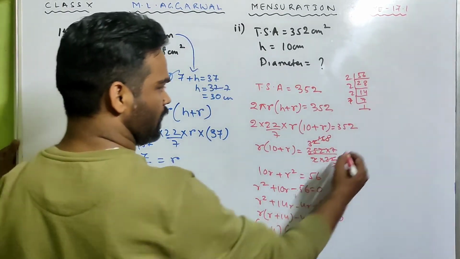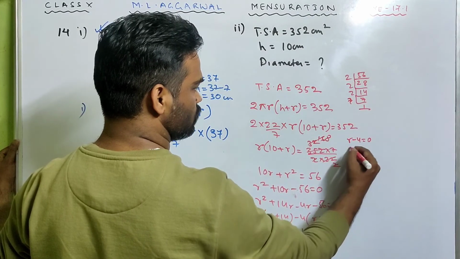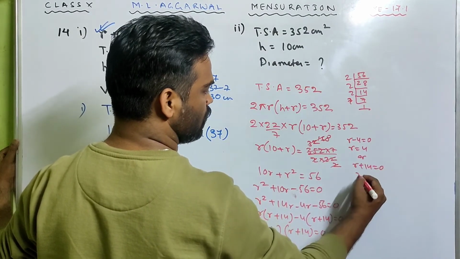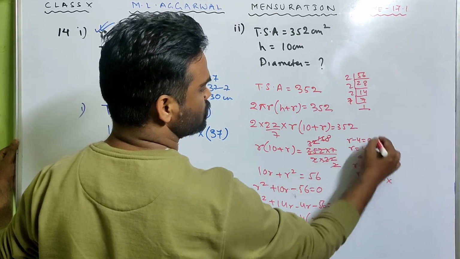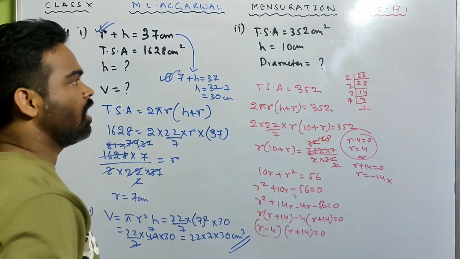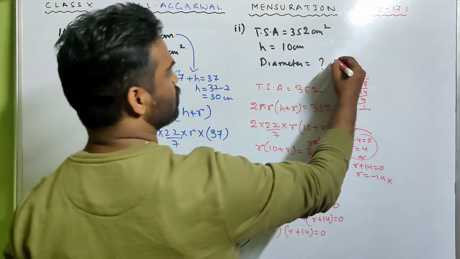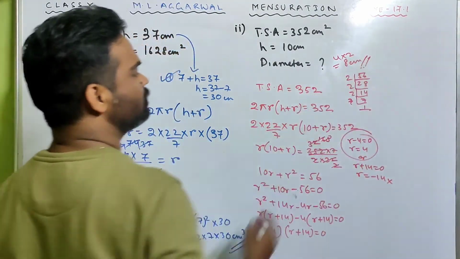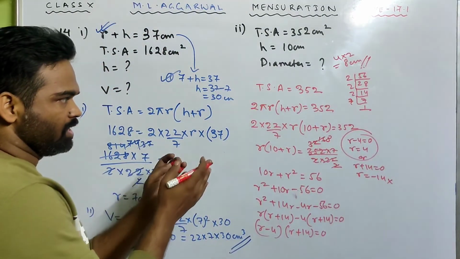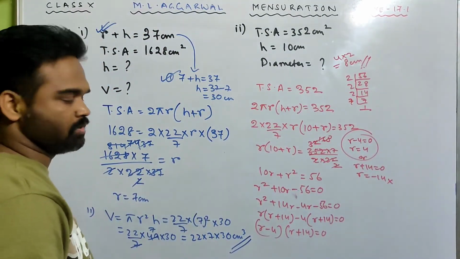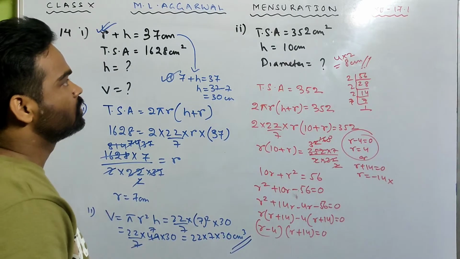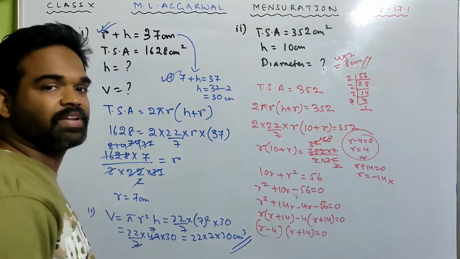Now by zero product rule, I can say R minus 4 equals 0, which means R equals 4, or R plus 14 equals 0, R equals minus 14, not possible. Which means R is 4, which means diameter is what? 4 into 2, that's 8 centimeter. Done. With TSA, we got a quadratic equation. We did it by middle term factorization. Okay? Sure. We'll do the next one, number 15 now.